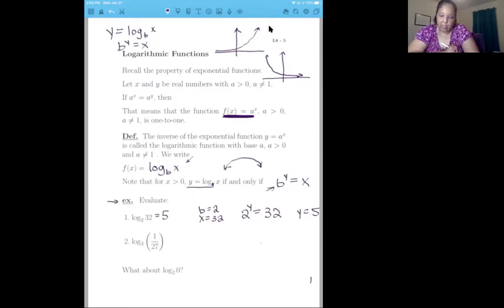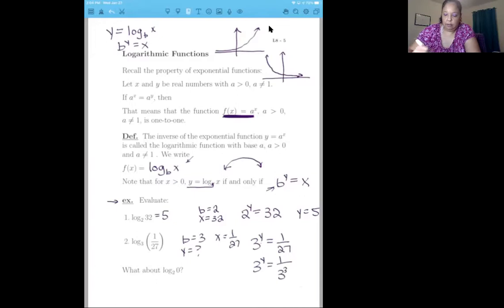All right, let's do the same thing with number 2. So my base is 3, my y is what I'm looking for, my x is 1 over 27. All right, so 3 to the y equals 1 over 27. So 3 to what power gives me 1 over 27? You could think of it this way. Change to where they have the same bases. So 27 is 3 cubed. And 3 to the y equals 3 to the negative 3. So y equals negative 3.